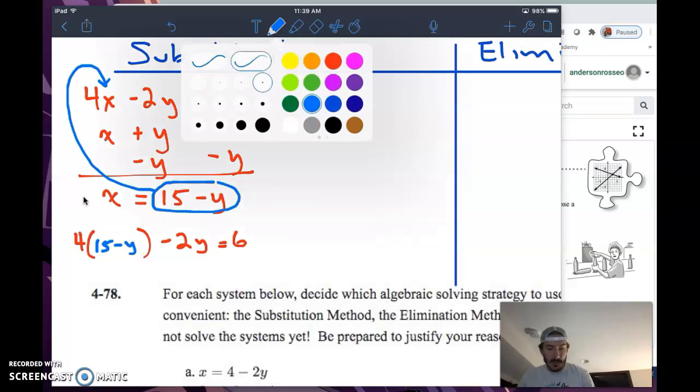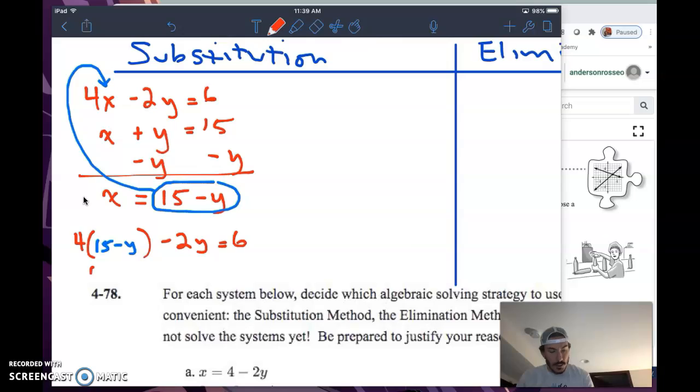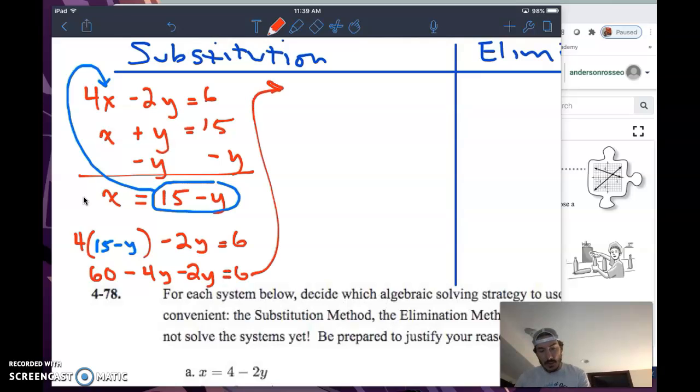And some reasonably simple math here. 4 times 15 is 60. 4 times y is 4y. Minus 2y equals 6. Now I've got to go this direction here, so you're going to have to follow my work. Combine my like terms. I've got 60 minus 6y equals 6.